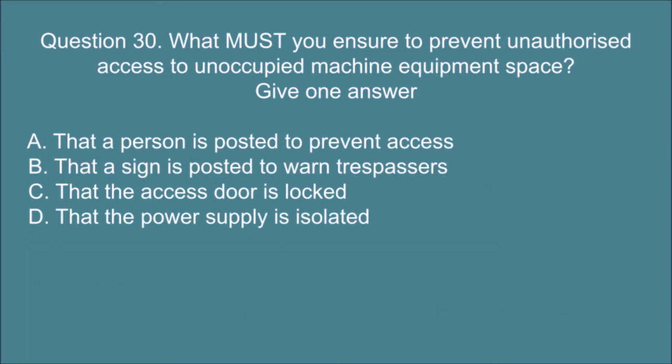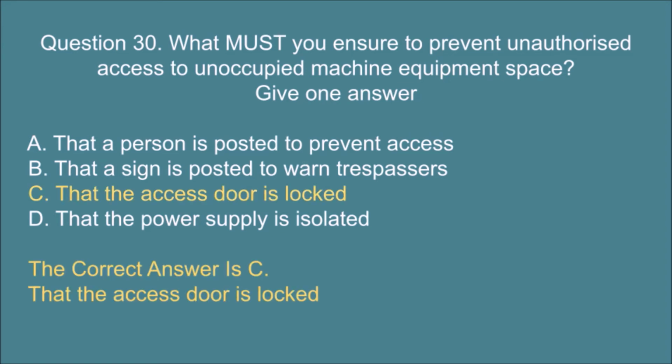Question 30. What must you ensure to prevent unauthorized access to unoccupied machine equipment space? Give one answer. A. That a person is posted to prevent access. B. That a sign is posted to warn trespassers. C. That the access door is locked. D. That the power supply is isolated. The correct answer is C. That the access door is locked.